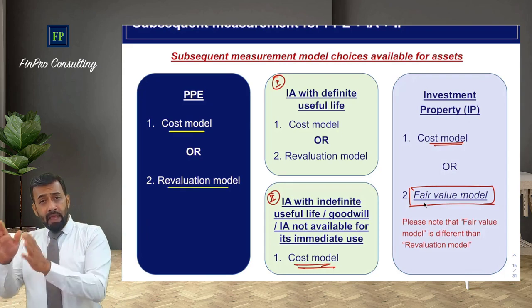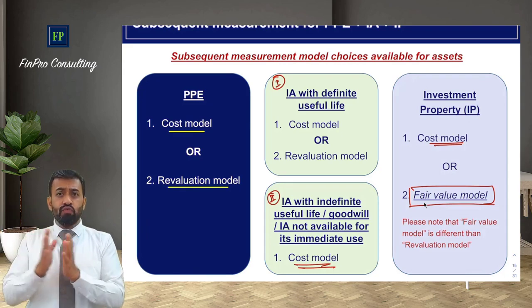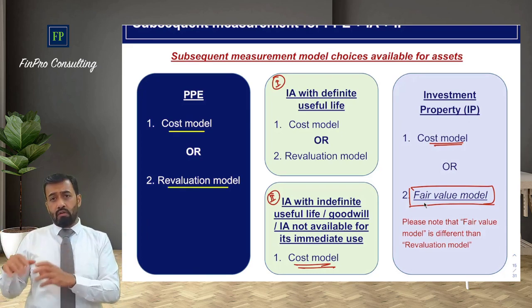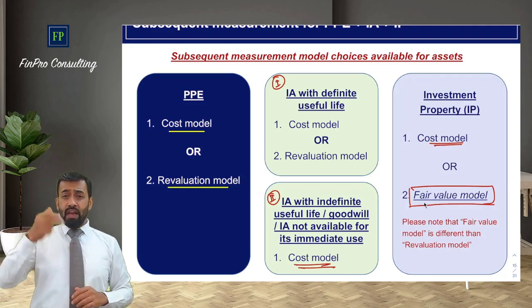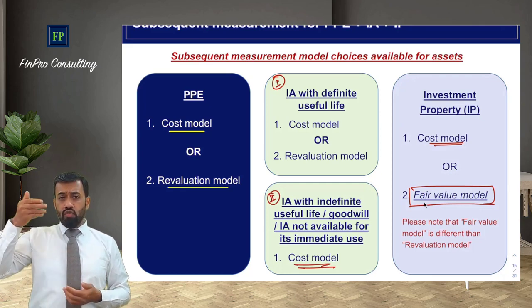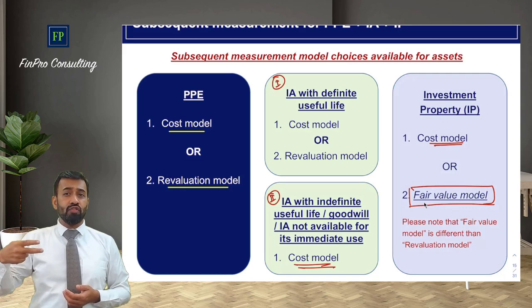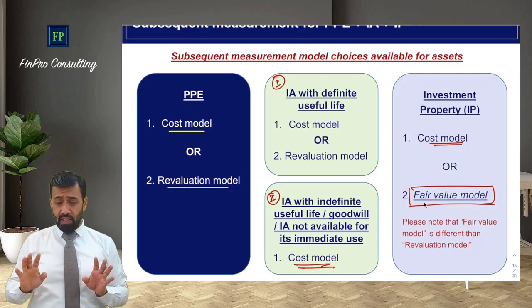Correct? Then about indefinite useful life intangible assets, or goodwill, or intangible assets not available for use. Single model, there you cannot provide amortization. You have to test impairment twice: one on an annual basis, and second, indication based impairment testing. Mandatory.